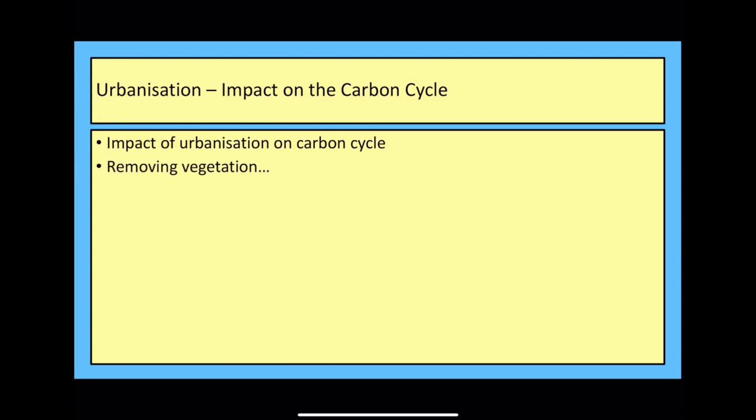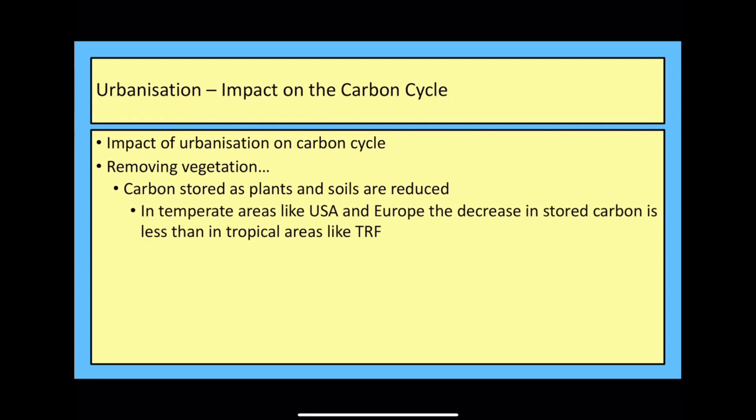So primarily we're removing vegetation to build the city. So plants store a lot of carbon, and therefore by removing the vegetation we've lost the storage in the plants and the soil. And in temperate areas like the USA and Europe, the decrease in stored carbon is less significant than in the tropical areas. So you've got to think, why is that? So why is it less significant?